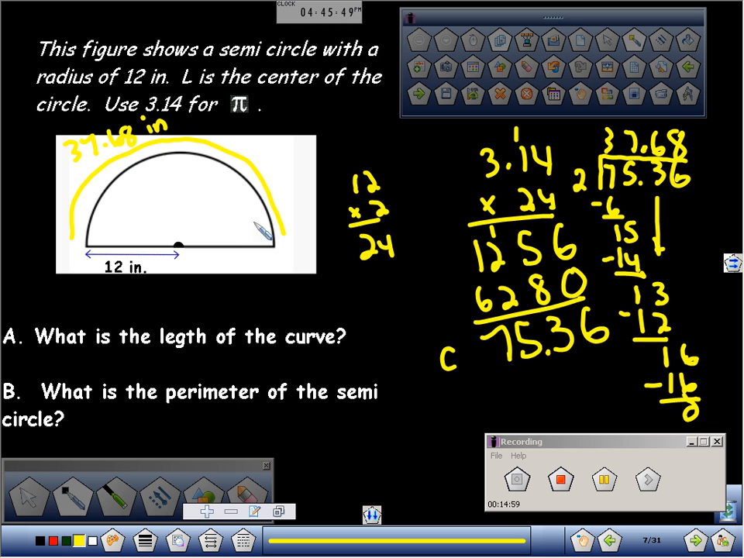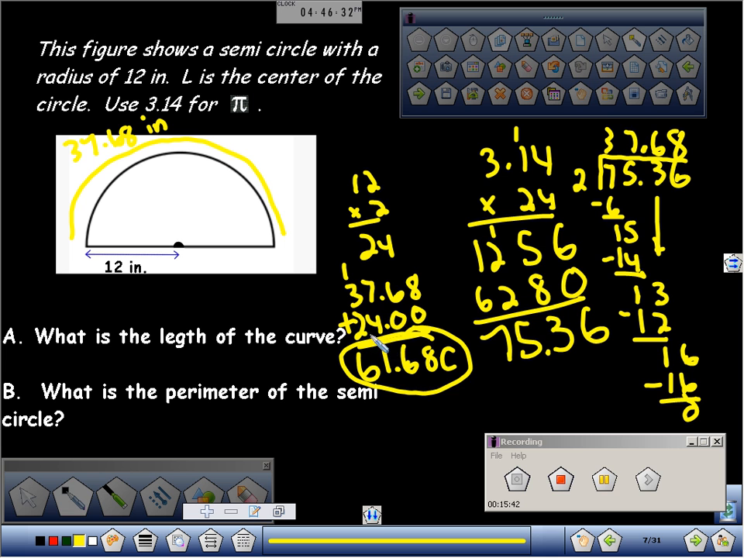Okay? Gives us the length of the curve. Then it says, what is the perimeter of the semicircle? The perimeter is going to be all of these lines added up. That's going to include this part, the base of the semicircle. So we already know the curve is 37 and 68 hundredths. We know the diameter is 24, not 12, but 12 and 12 is 24. So we're going to add 24. Okay, 8 plus 0 is 8, 6 plus 0 is 6, 7 and 4 is 11, carry the 1, 3, 4, 5, 6, 61 and 68 hundredths would be the perimeter.